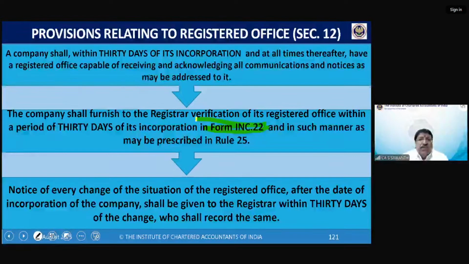Notice of every change of the situation of the registered office after the date of incorporation shall be given within 30 days. Again, INC 22. Even if you change the registered office, you have to give notice. But be careful, for changing the registered office, there are many, many ways. We'll explore all that and then we will decide.